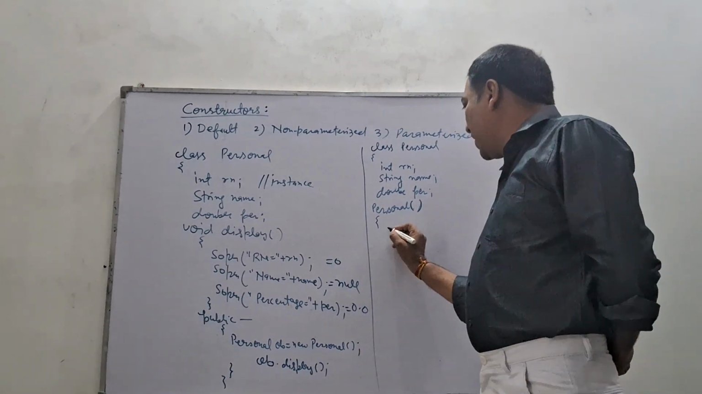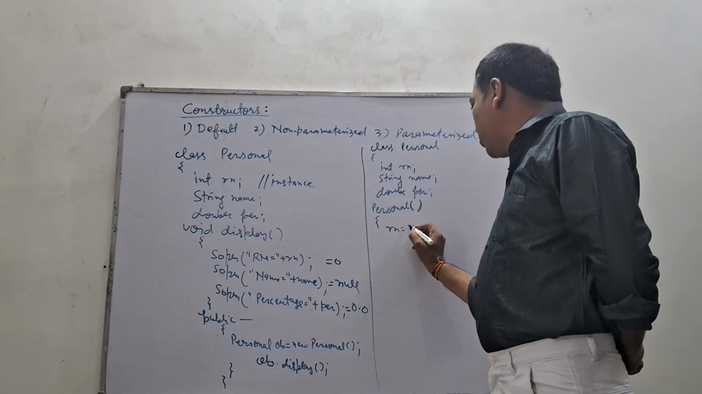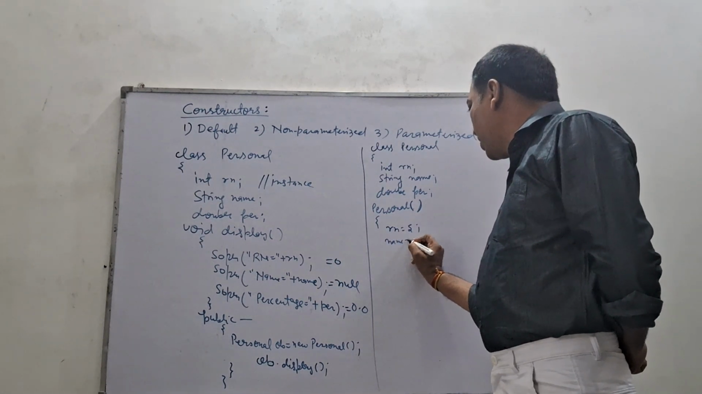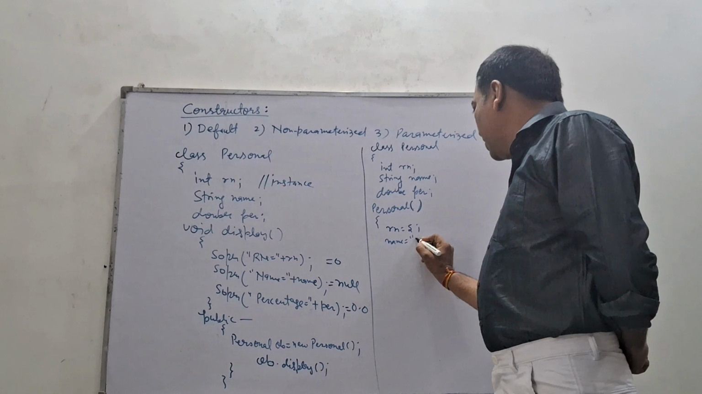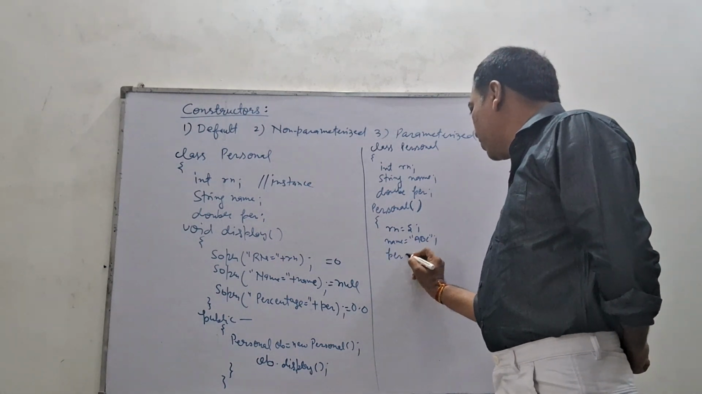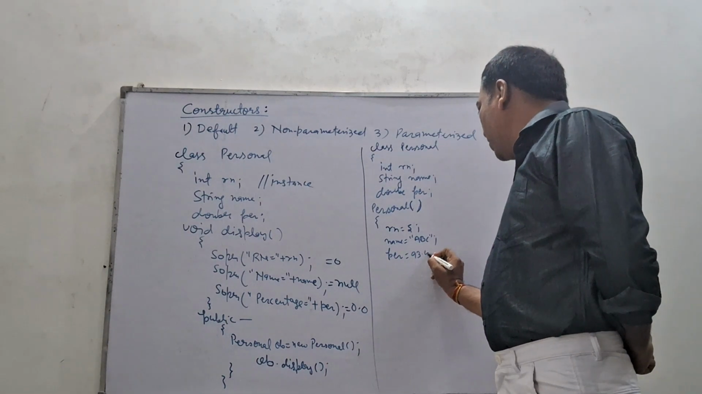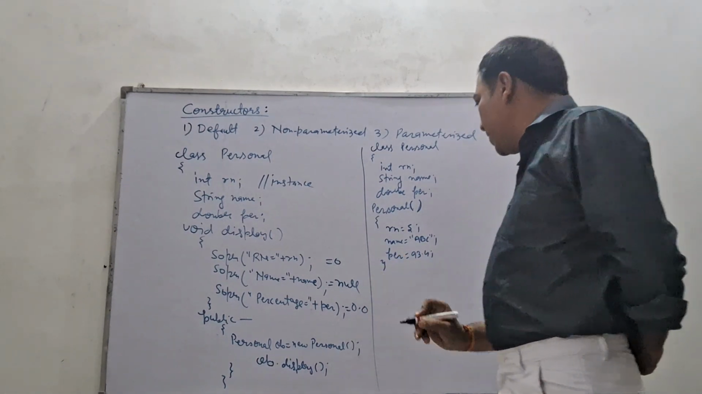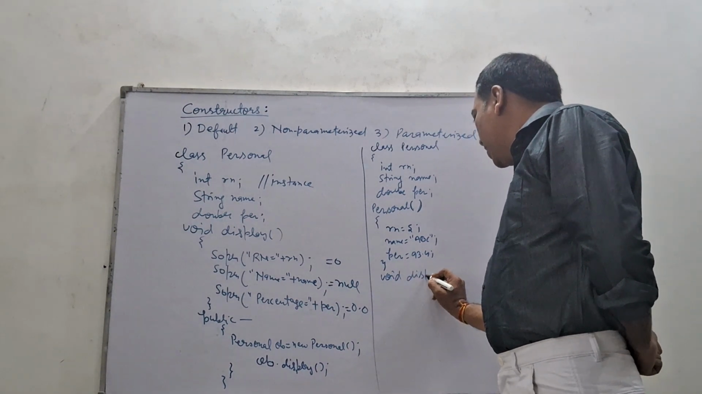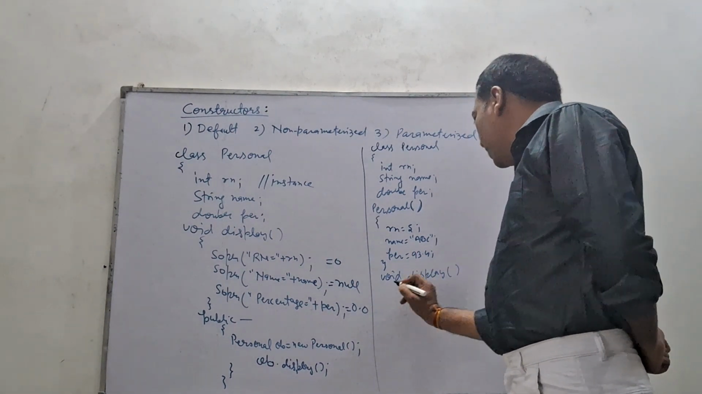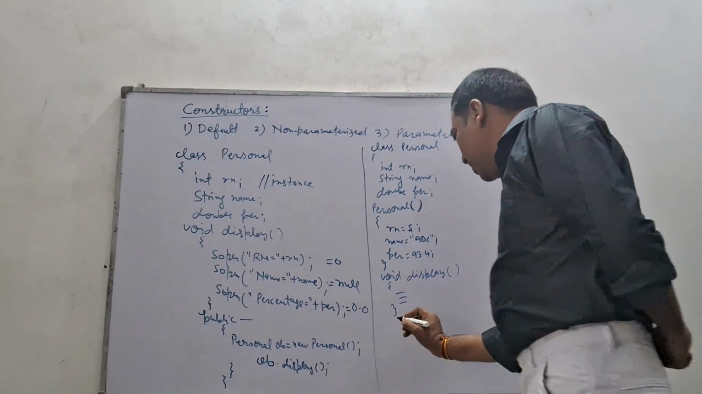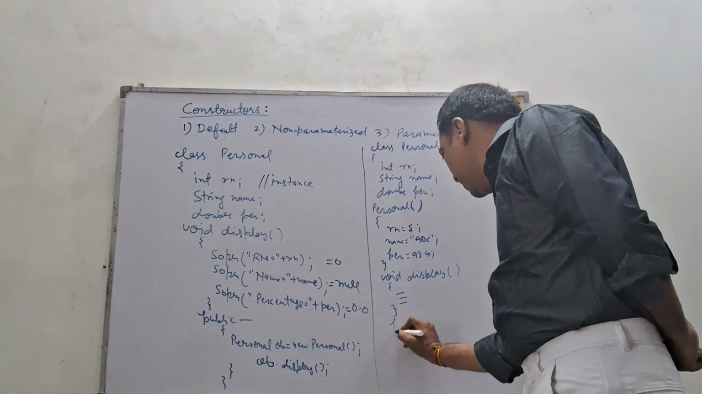So here if I give some other values, like roll number is equal to 5, name is equal to ABC, percentage is equal to 93.4. Okay. And now the void display function, if I write it in the same way, void display, same, and now the main function also we will create in the same way.